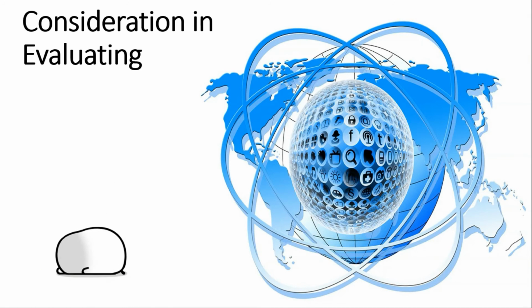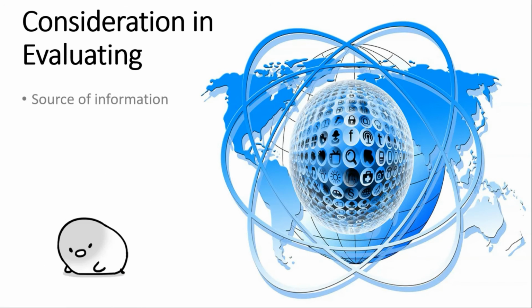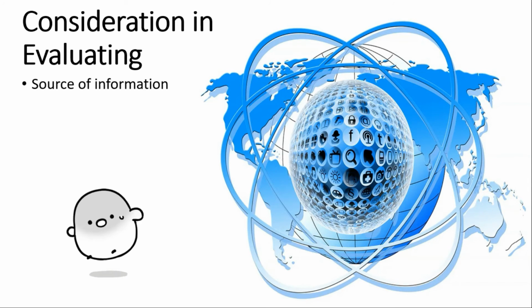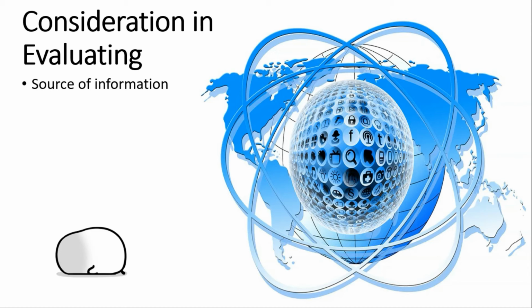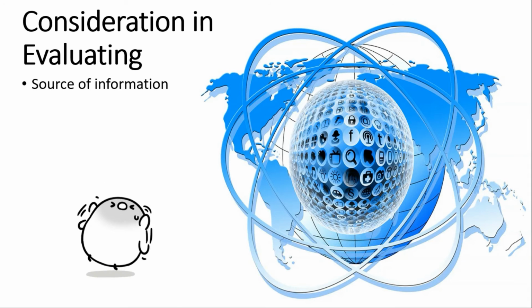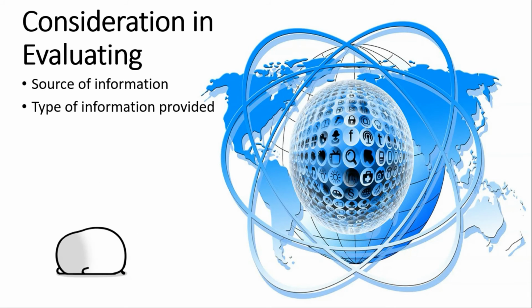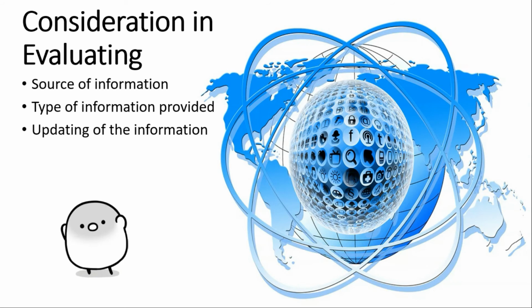Okay, so now let's proceed to our second to the last learning outcome, which is the consideration in evaluating your internet sites. First that we need to consider is the source of information. Again, that's why we need to know if it's a high quality, medium quality, or low quality site. Another information about resources or literature is knowing if it is a primary, secondary, or tertiary resource. We also need to know the type of information provided and make sure that the information is up to date. We will not be using information that is way back, matagal na.